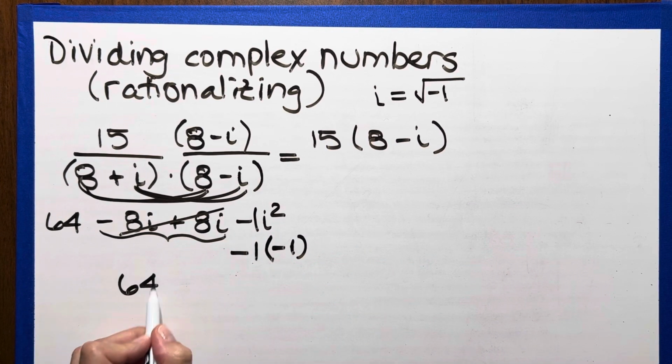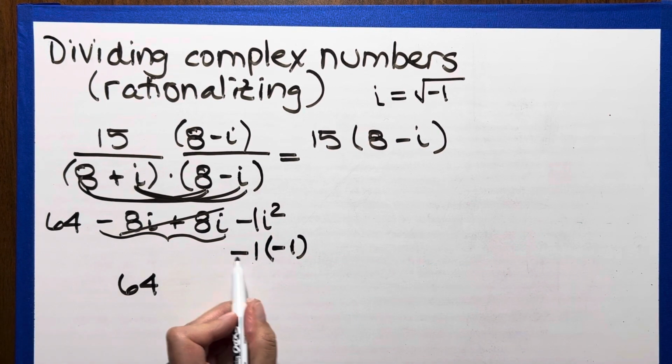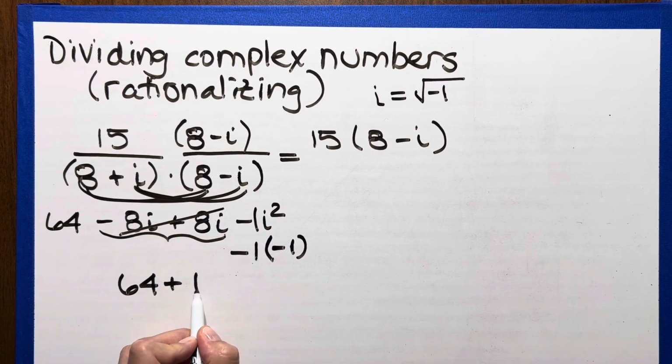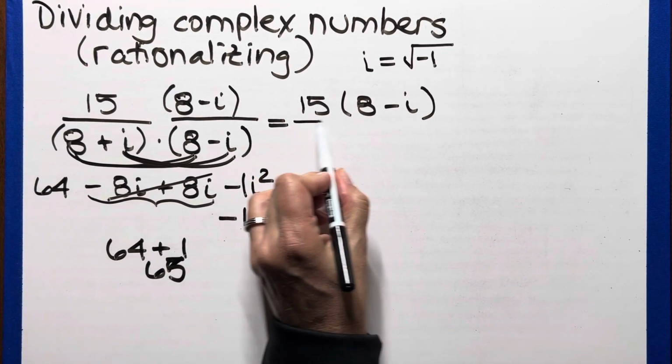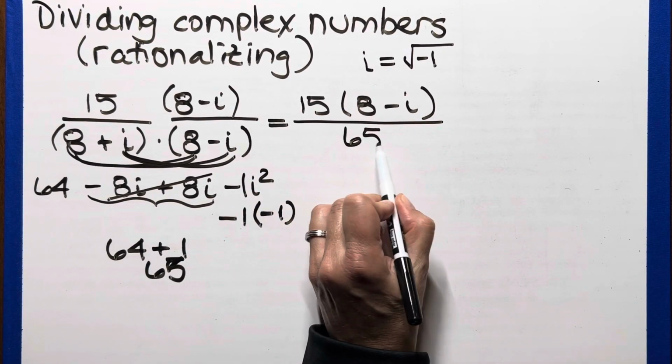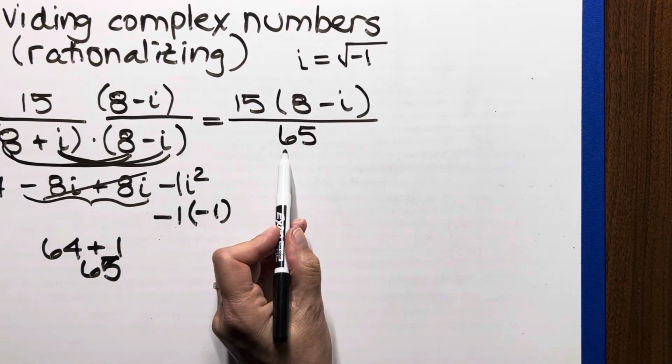So I have 64 from the beginning. Negative times negative makes this a +1. So my denominator is now a 65. So over here, my new denominator is 65.